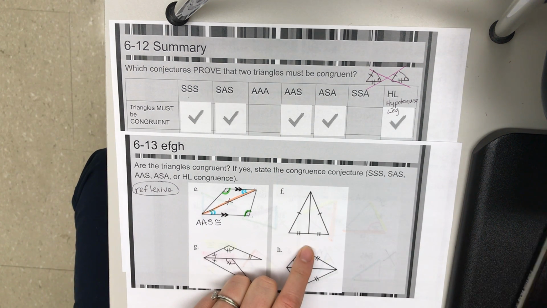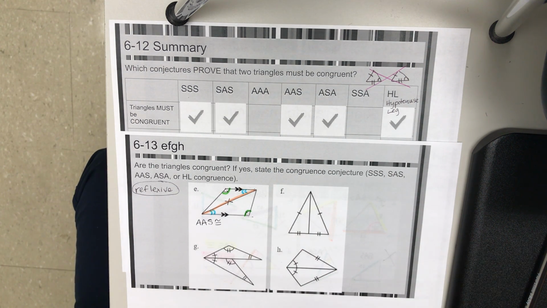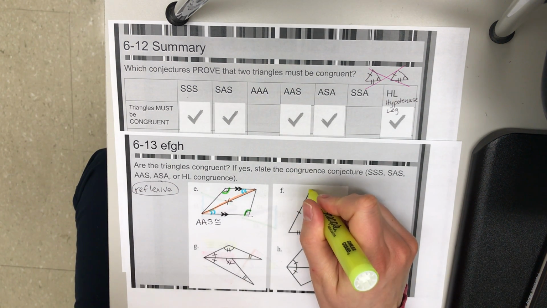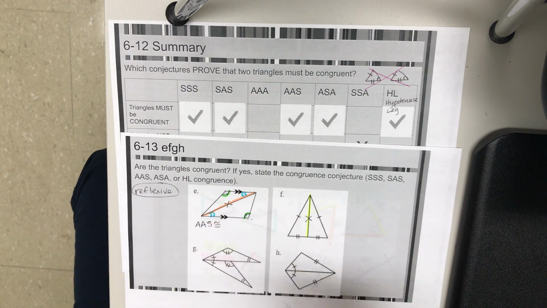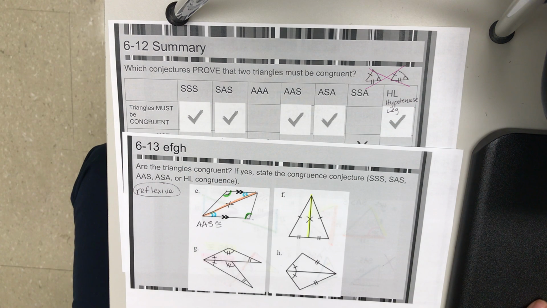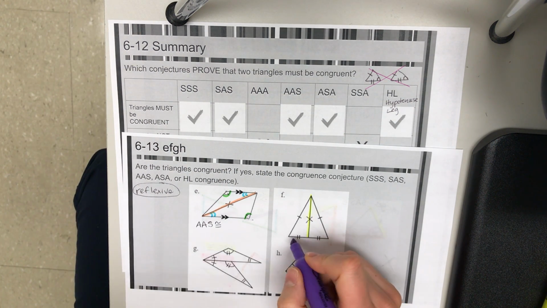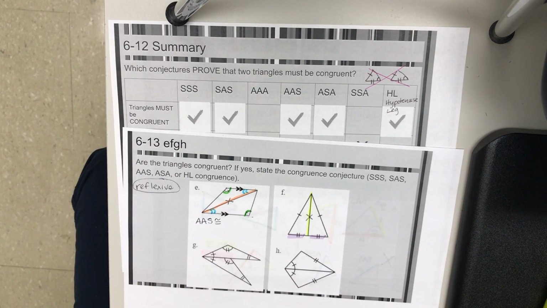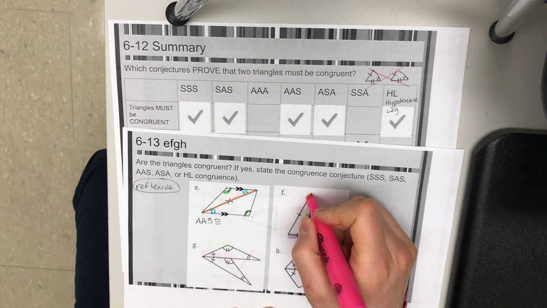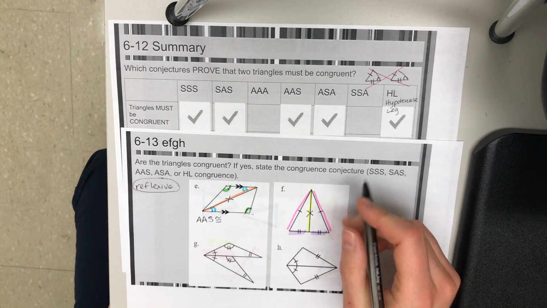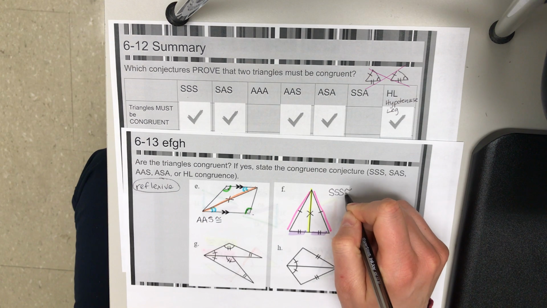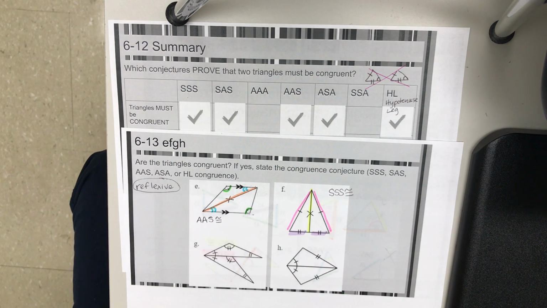All right, letter F. Again, I see that reflexive property right down the middle. This side length is shared between the left side and the right side by that reflexive property, okay? I also see these two, congruent, congruent, and I see these parts, congruent, congruent. So all 3 sides in one triangle are congruent to all 3 sides in another, so I can say that they are congruent by SSS.